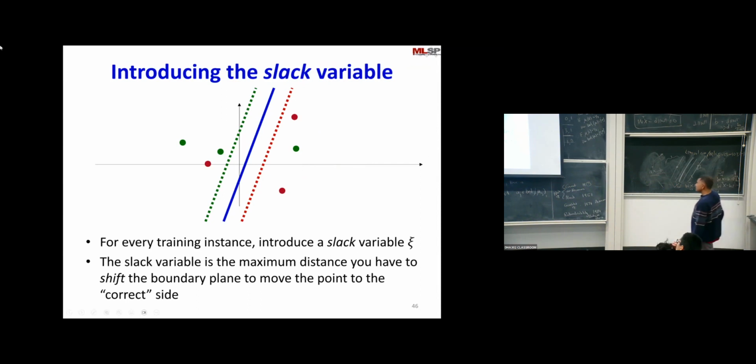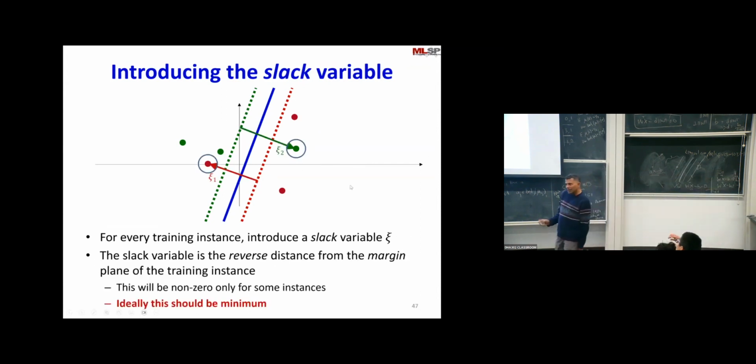Now, for every data instance, I'm going to introduce something called a slack variable. This slack variable tells me how distant it is on the wrong side of the appropriate boundary plane. So the slack variable for a positive data instance which happens to be on the negative side of the positive boundary plane is going to be this distance. Similarly, the slack variable for a negative data instance which is on the positive side of the negative boundary plane. So every data point is going to have its own slack variable. I call it xi.